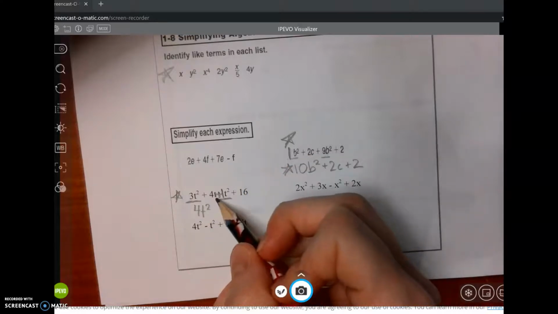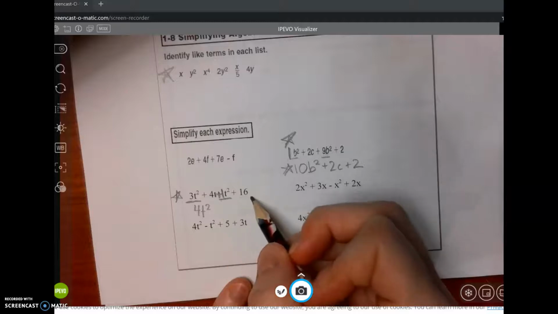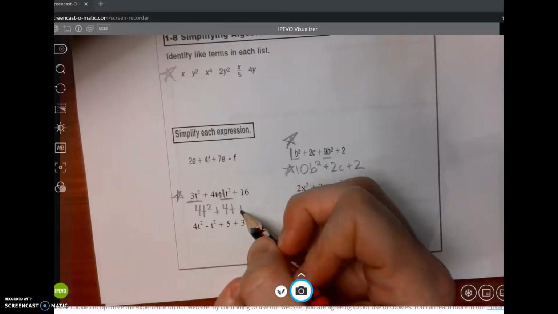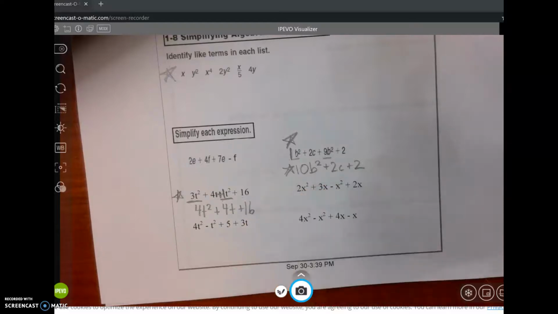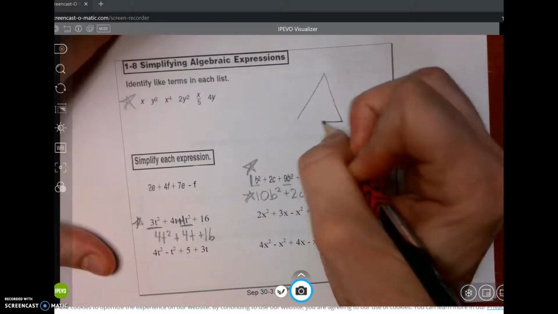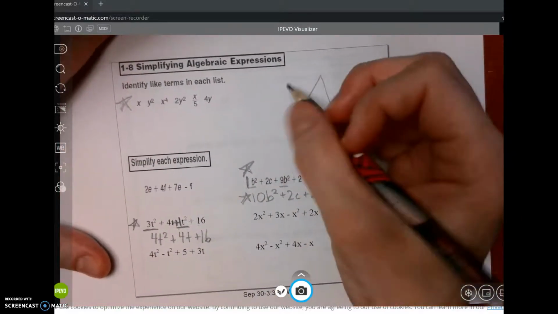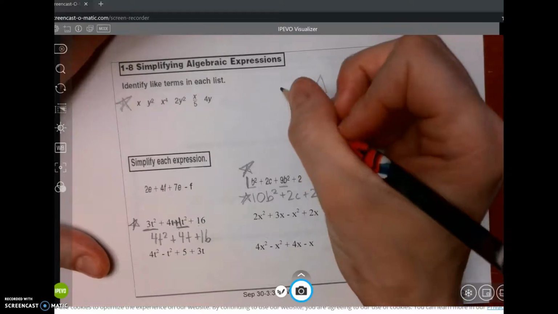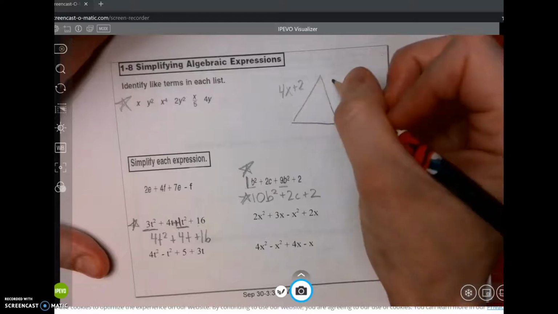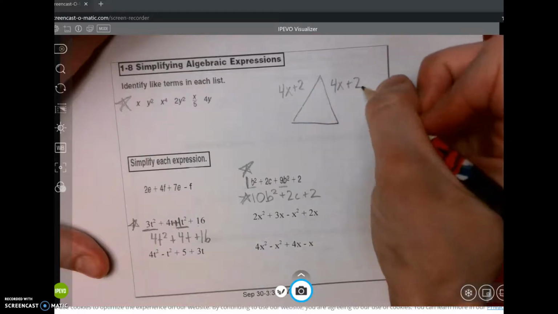Okay, then I have a t, 4t, and then just regular 16. So those are not like terms, so I'm just going to plop them on at the end, and that's my final answer. Okay, and then the last thing I said is that you were going to have a triangle one.